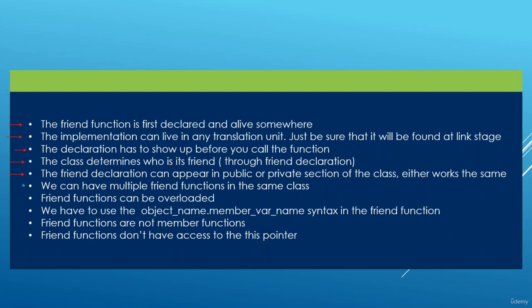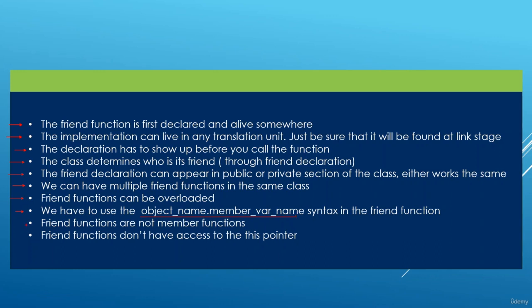We can have multiple friend functions, and we just saw that we set up two friend functions. And friend functions can also be overloaded. If you need this, you can use function overloading in your friend functions. We have to use the object name member variable syntax here to access stuff from our friend function. We can't access them directly because the function is really not a member. So we have to go through an object and have access to any member from the class.